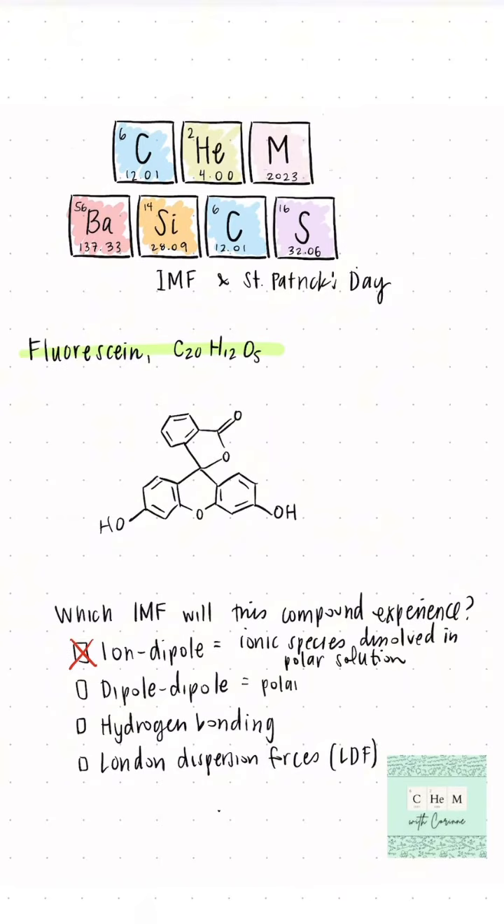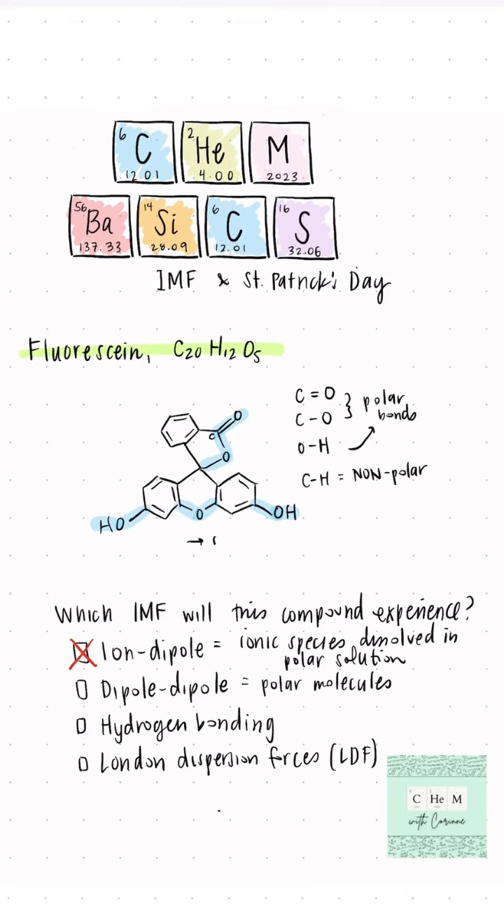Dipole-dipole interactions are interactions between polar molecules. We need to look at this molecule now and decide whether or not it is polar. So looking at it right away, my carbon to oxygen bonds and my oxygen to hydrogen bonds are polar. The carbon to hydrogen bonds are non-polar, but because I have some polar bonds in here, it's not symmetrical. This is going to be a polar molecule, so it will experience dipole-dipole interactions.